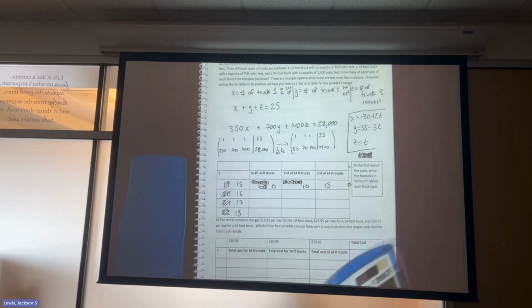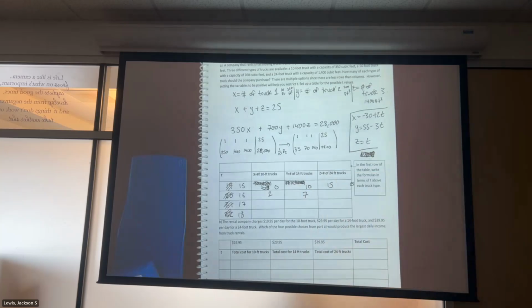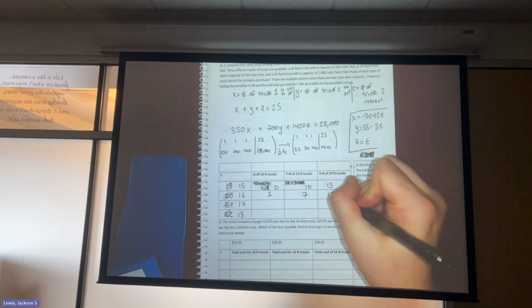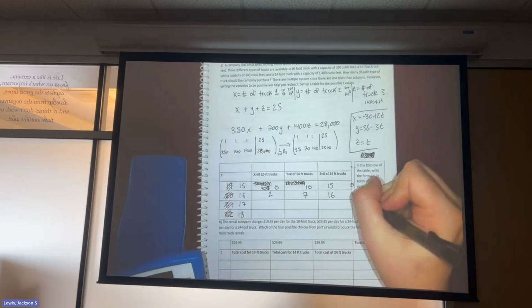We can do this for 16. What is it? Negative 30 plus 32 is 2. And then 55 minus 3 times 16 is 7. And then 16 here, and 2 plus 7 plus 16 is 25.